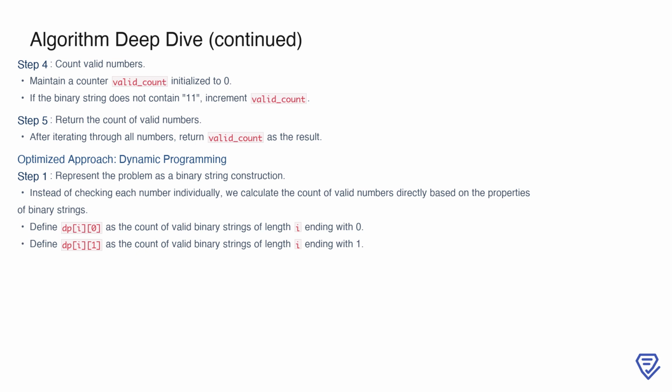Once the iteration is complete, the value of valid_count represents the total count of valid numbers, and this is the result we return. However, while the brute force method is simple to understand, it can become inefficient for large values of n. To address this, we can use an optimized dynamic programming approach. Instead of checking each number directly, we focus on counting valid binary strings by their structural properties. Specifically, we define dp[i][0] to represent the count of valid binary strings of length i that end in 0, and dp[i][1] to represent those ending in 1. This structured approach avoids redundant computations and leverages the properties of binary strings to improve efficiency.